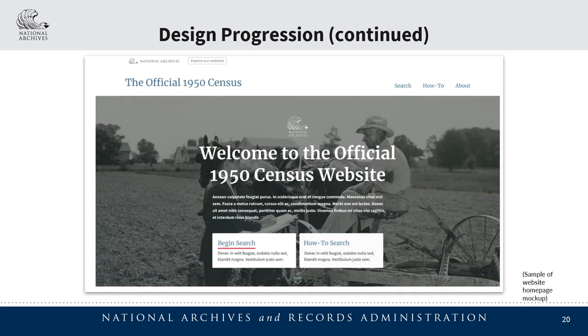As the project progressed, and we received more feedback from participants within our demo sessions, the team began to shift to creating more detailed design mockups. That included the use of actual photos and colors, as seen here in this example. The large photo serves as the main focal point on the page, along with two call to action buttons, one to begin search and another to find resources to assist visitors with their search.